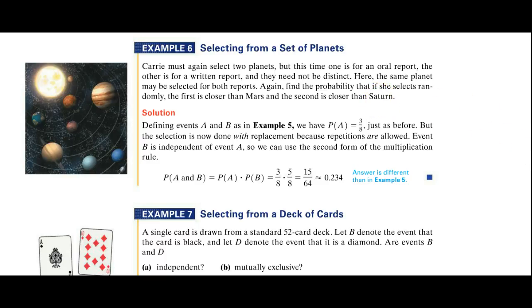So here our events for A were 3 out of 8, but now you don't eliminate the one you've chosen, and it will be the second 5 out of 8. So here nothing will cross cancel, and we get 15 out of 64. That gives us this approximation. And again, repetitions are allowed.